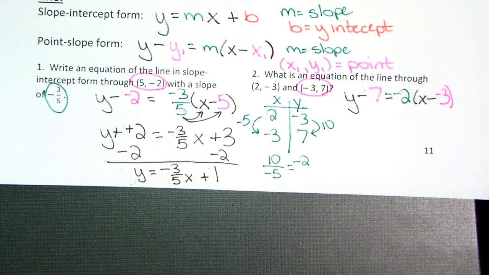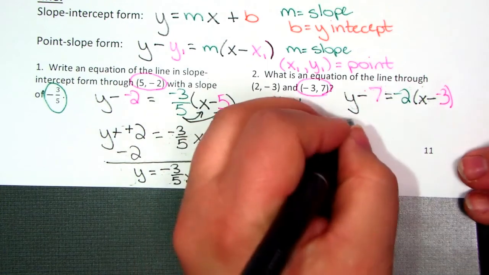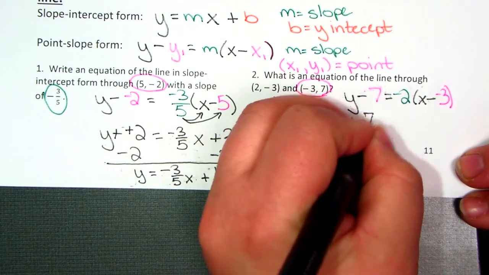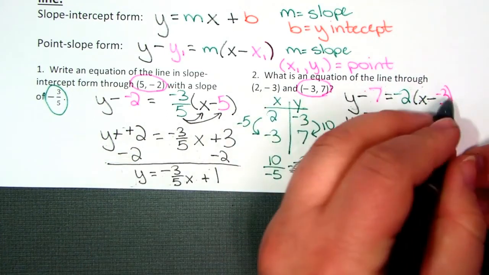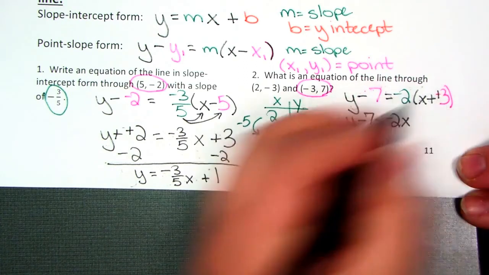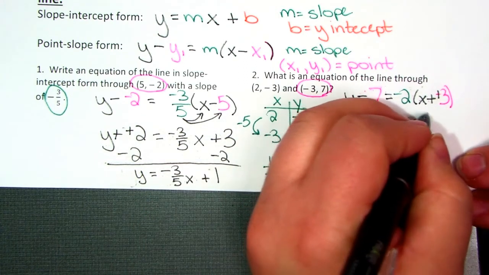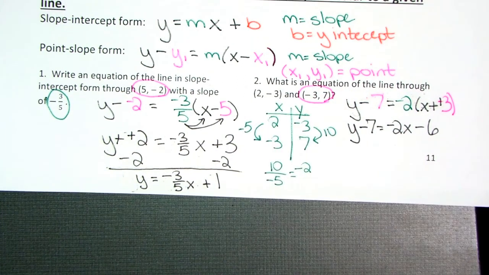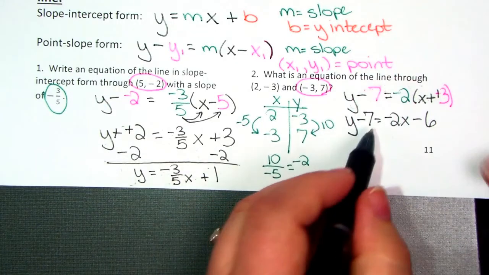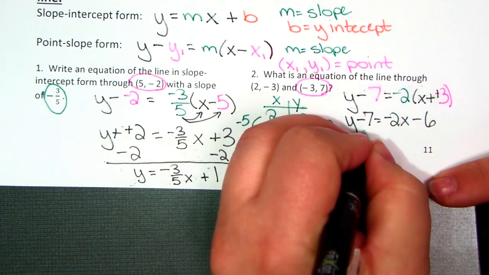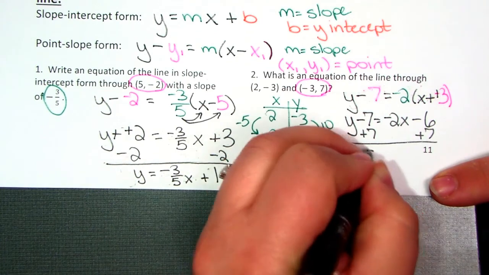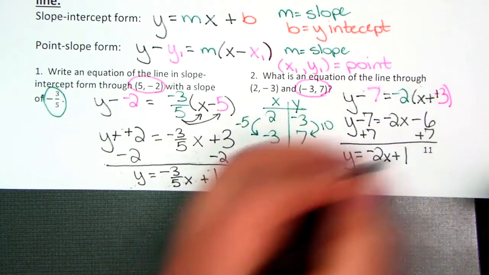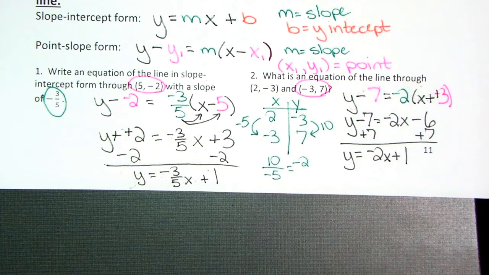So we're going to get rid of the parentheses first. -2 times x is -2x. -2 times +3 is -6. Then we have to move the 7 to the other side, so we're going to add 7 to both sides. And y equals -2x plus 1.